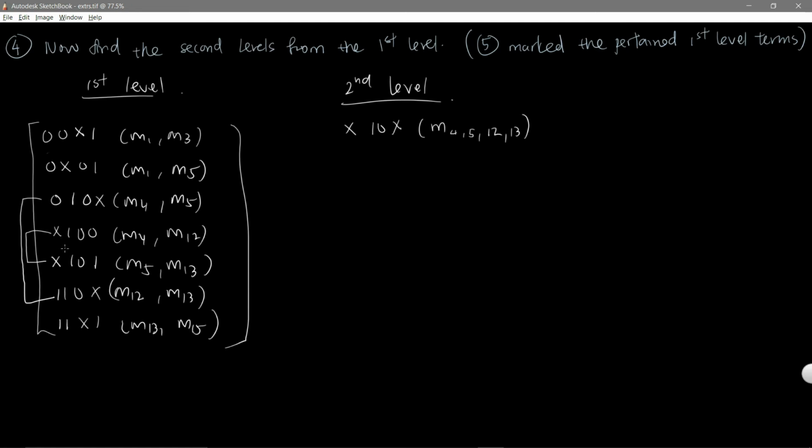As well as this one, it can also be written as x10x. And it also comes from 4, 12, 5, 13. So since these 4 terms are involved in making the second level, you want to mark them. And then both are the same one, so they can be generalized as just this.